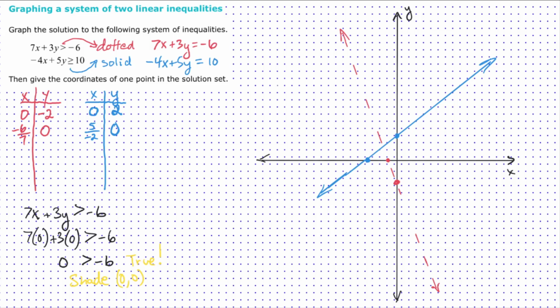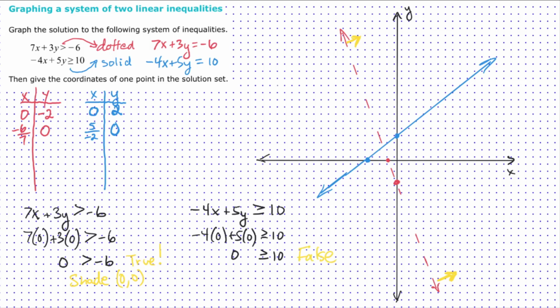So if we are going to shade 0, 0, I'm just going to draw a little arrow there to tell me that I'm shading towards 0, 0. And I need an arrow on this side as well. Let's test the other inequality. The other inequality is negative 4x plus 5y is greater than or equal to 10. Notice 0, 0 is not on this blue line, so we're going to use 0, 0 again to conveniently test whether it's true or false. Is 0 greater than or equal to 10? This time it's false.